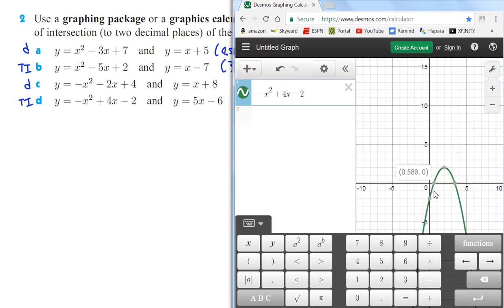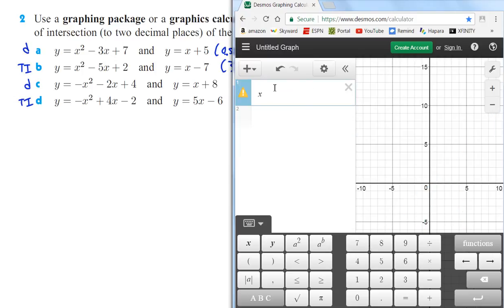So there's one. And the really cool thing about this, look, it gives you the vertex, it gives you the x-intercepts, it gives you the y-intercepts. This is really a pretty cool program here. So next thing we want to do is push in our, oops, I put the wrong function in there. Let's try this again.